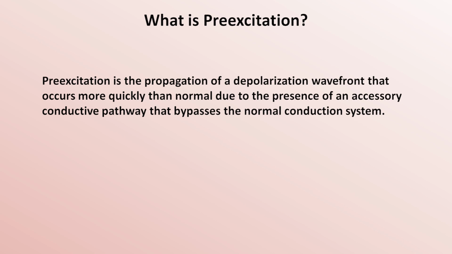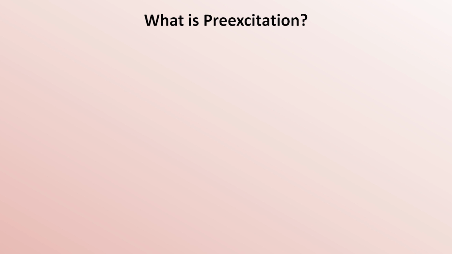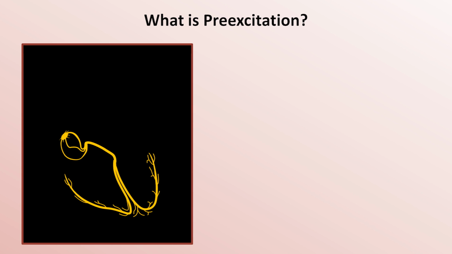Preexcitation is the propagation of a depolarization wavefront that occurs more quickly than normal due to the presence of an accessory conductive pathway that bypasses the normal conduction system. Here's a schematic of the normal conduction system. We see the SA node, the poorly defined internodal tracts, the AV node, His bundle, bundle branches, and Purkinje fibers. And there's an impulse moving through the conduction system normally, with a brief delay occurring at the AV node. This animation is obviously very slowed down.